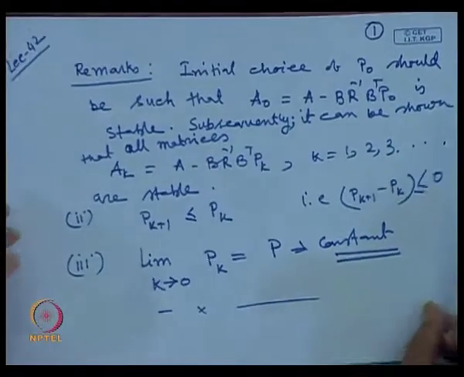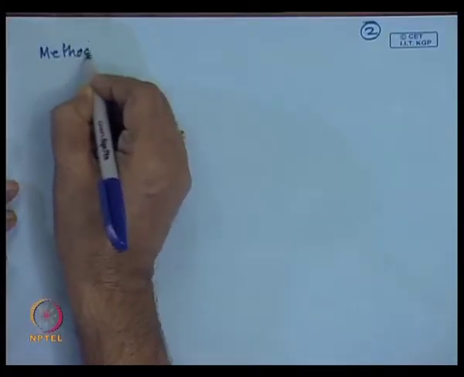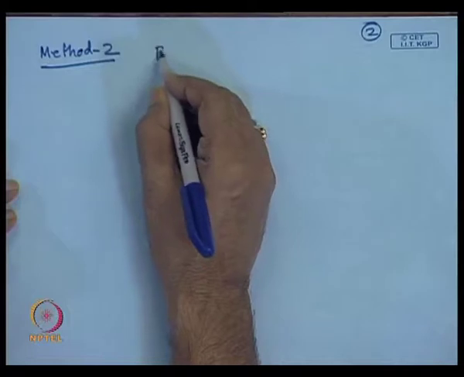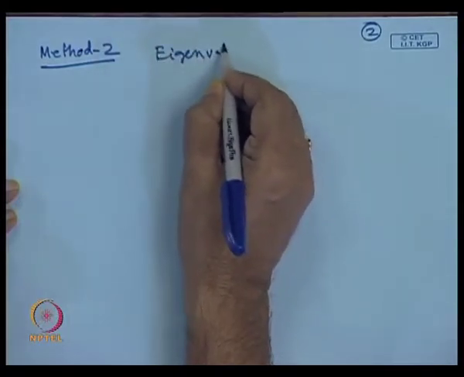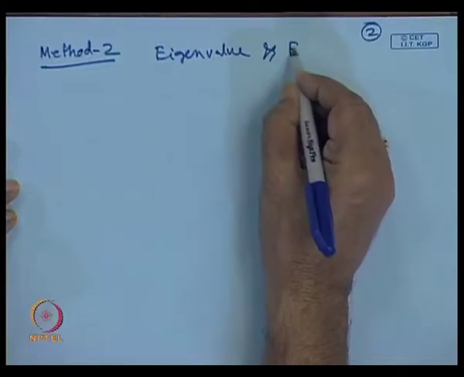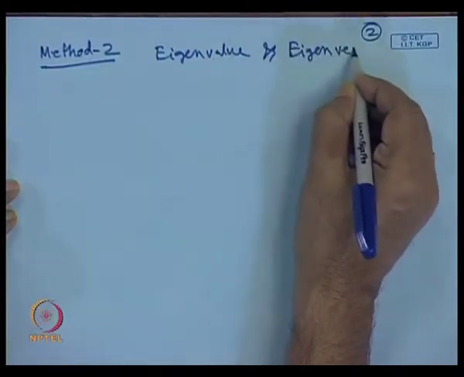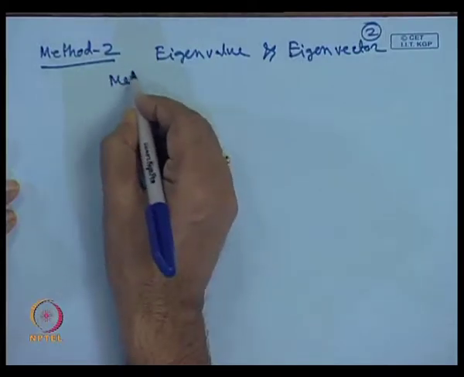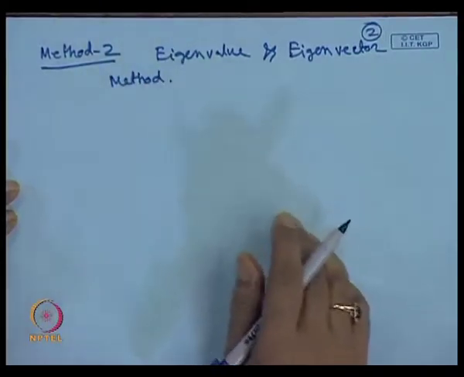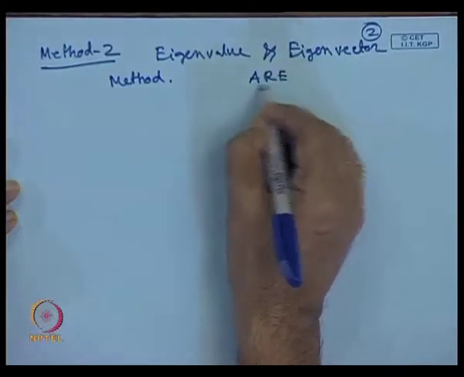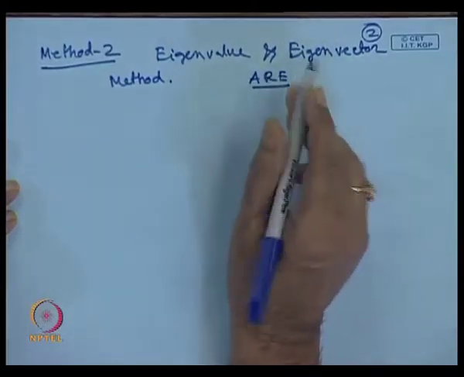So the next method is the eigenvalue eigenvector method. That means, based on the concept of eigenvalues and eigenvectors, one can find the solution of the algebraic Riccati equation. Agree? So method 2 is based on the eigenvalue and eigenvector method. That means the solution of the algebraic Riccati equation is found using the eigenvalue eigenvector method of the Hamiltonian matrix.